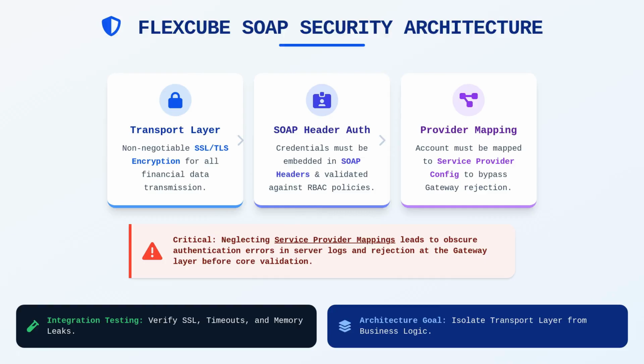Furthermore, consider the impact of SSL/TLS configurations on your SOAP endpoint, as encryption is a non-negotiable requirement for financial data transmission. All these moving parts must be verified during your integration testing phase to ensure that your setup is robust enough to handle production loads without unexpected timeouts or memory leaks. Complexity is, after all, best managed by isolating the transport layer configurations from the business logic. And that is exactly what the gateway architecture seeks to achieve here.